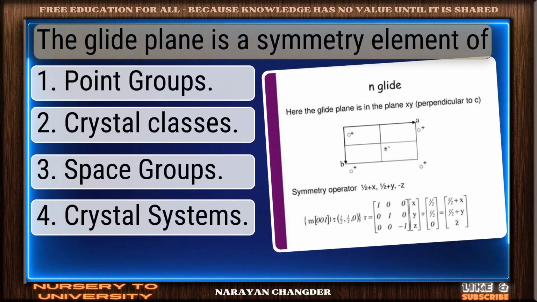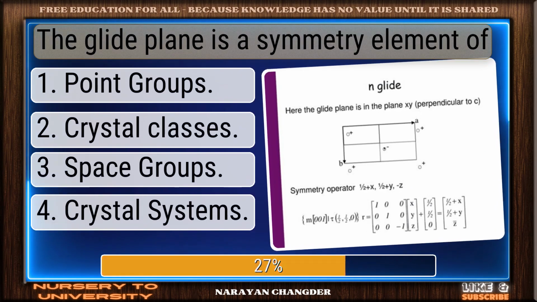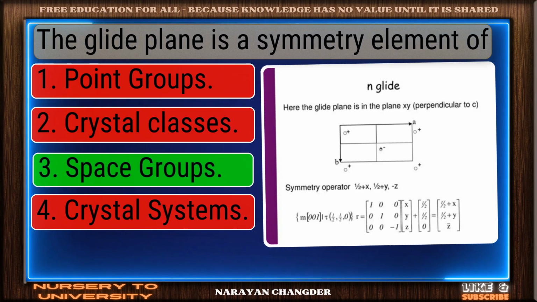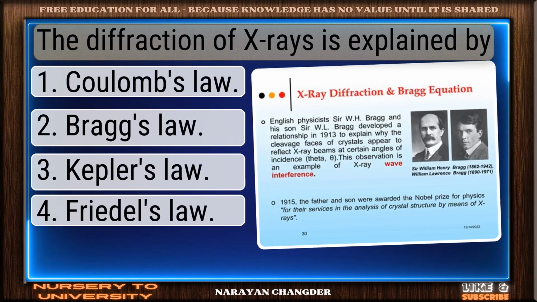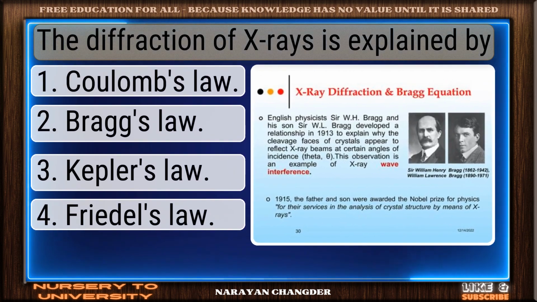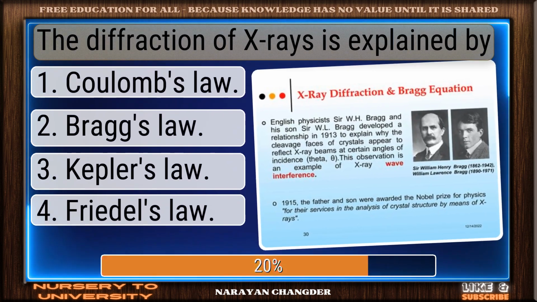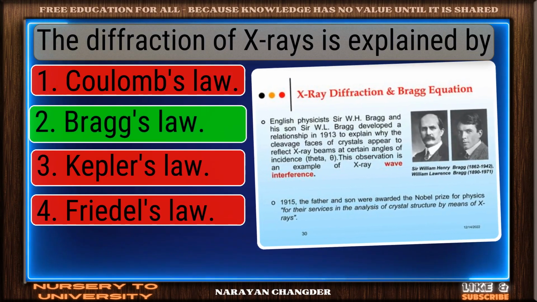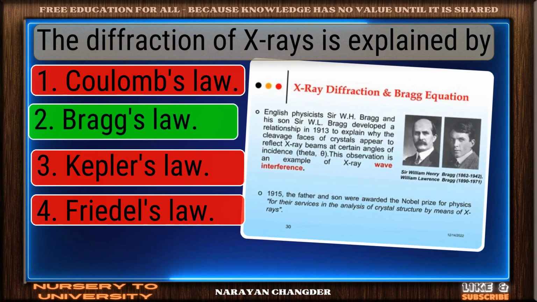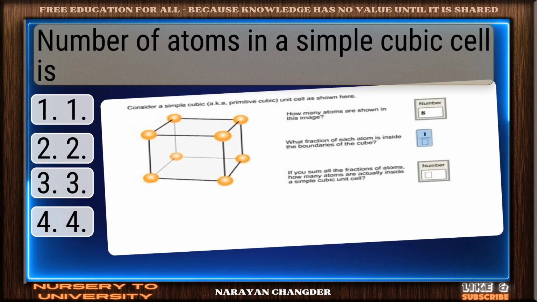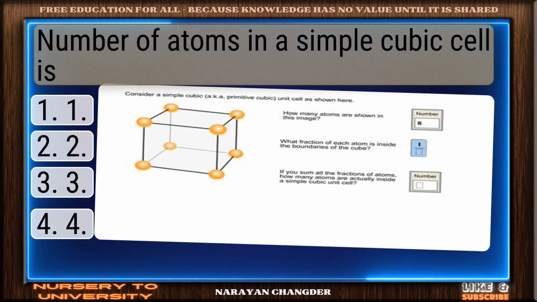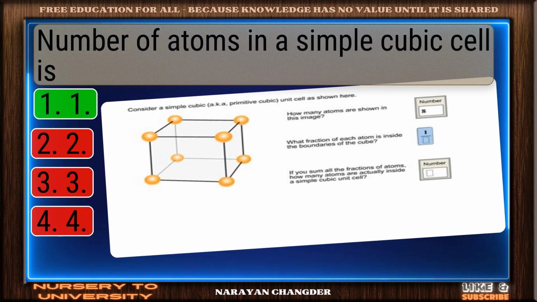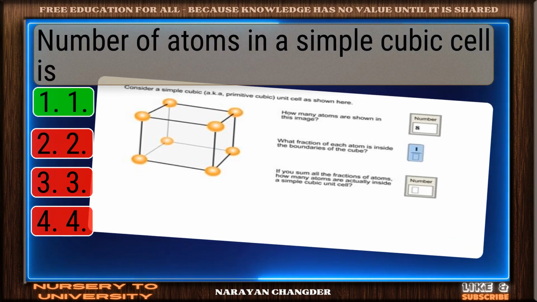The glide plane is a symmetry element of. Excellent. Space groups is a brilliant choice. The diffraction of X-rays is explained by. Nice selection. Bragg's law is the correct and valid answer. Number of atoms in a simple cubic cell is. Smart pick. 1 is the correct choice.